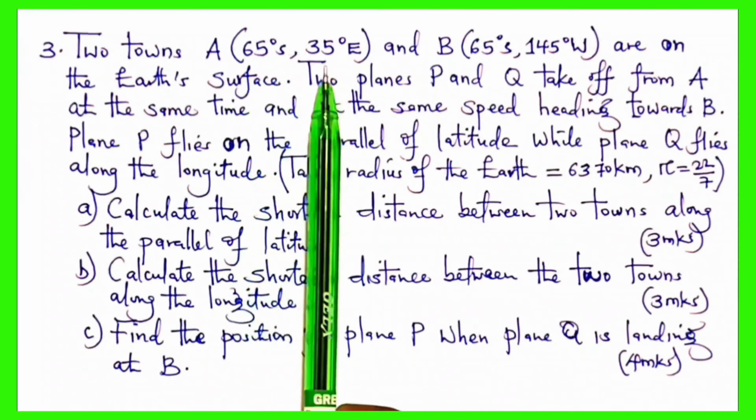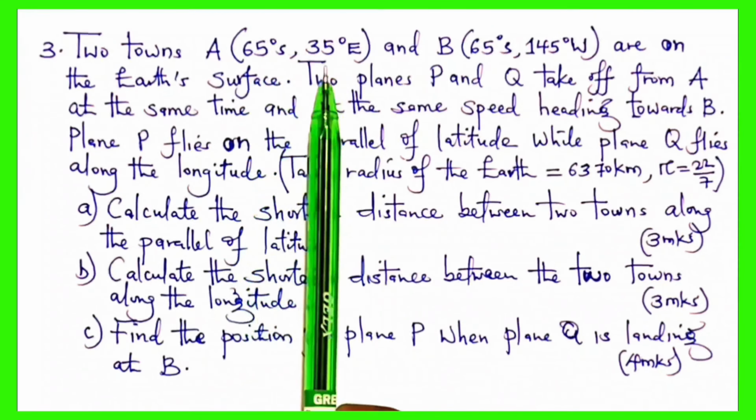Take the radius of the Earth to be equal to 6370 kilometers and the value of pi to be equal to 22/7. Part A. Calculate the shortest distance between the two towns along a parallel of latitude. 3 marks. Part B. Calculate the shortest distance between the two towns along the longitude. 3 marks. And then part C. Find the position of plane P when plane Q is landing at B. 4 marks.